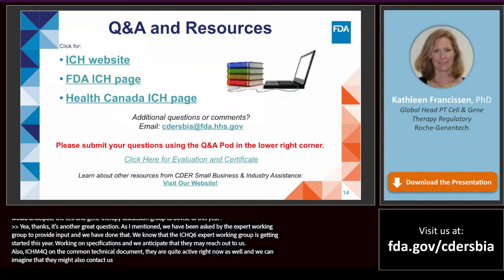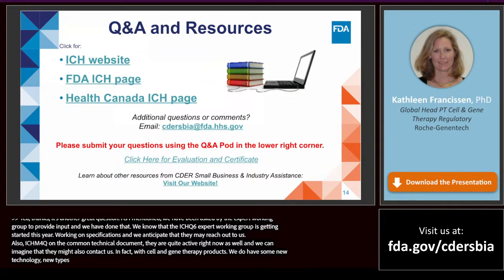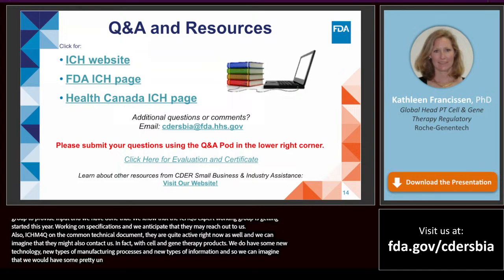In fact, with cell and gene therapy products, we do have some very new technologies, new types of manufacturing processes, new types of information. So we can imagine that we would have some pretty unusual dossier structures that would work best. So that's another one we anticipate. Thanks.